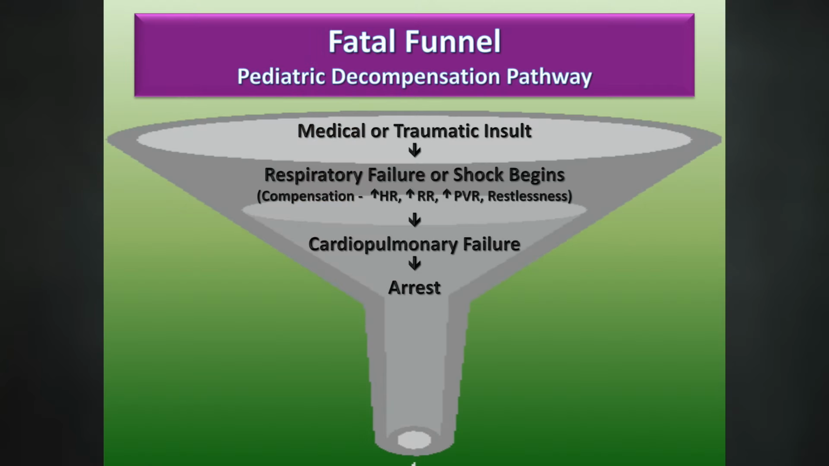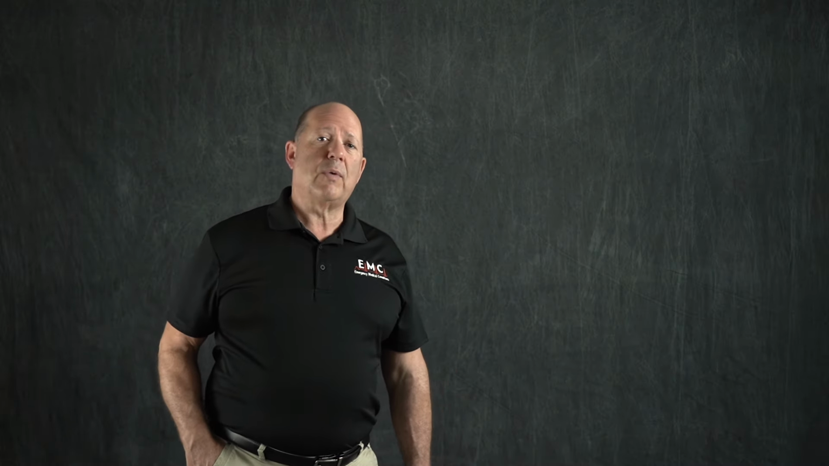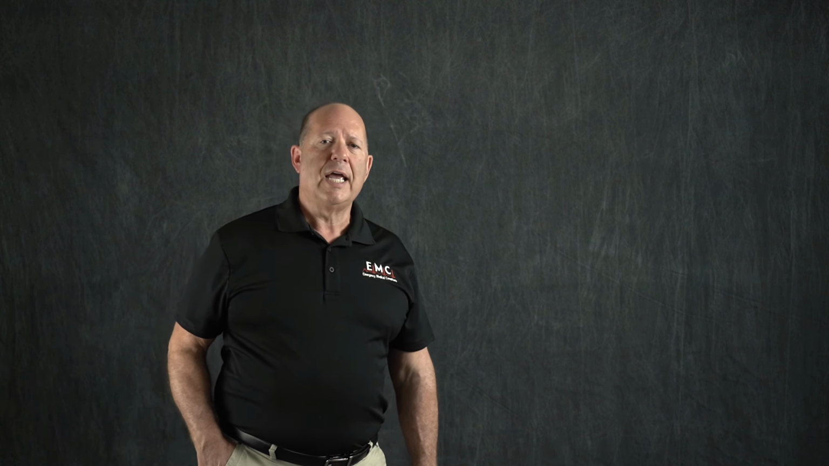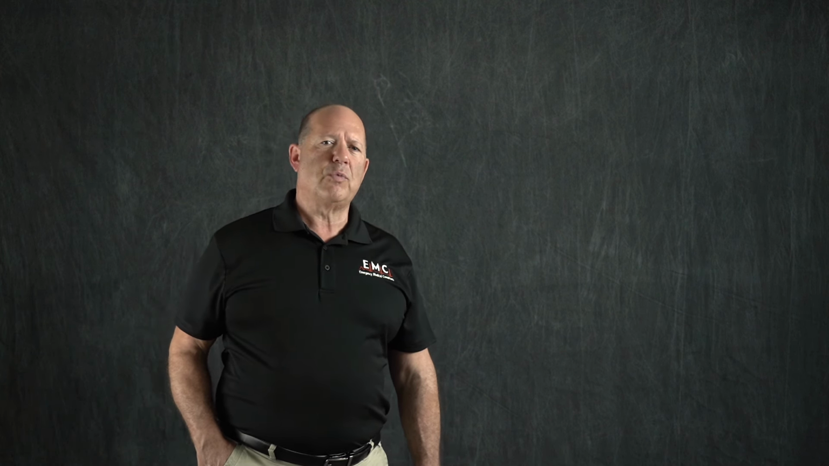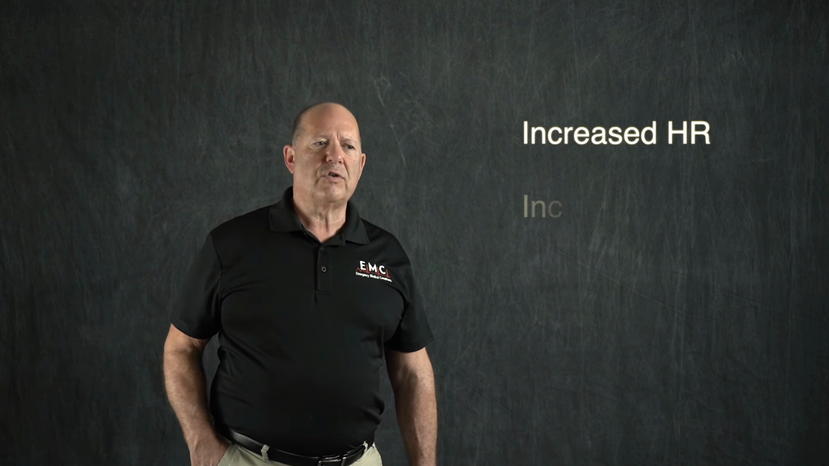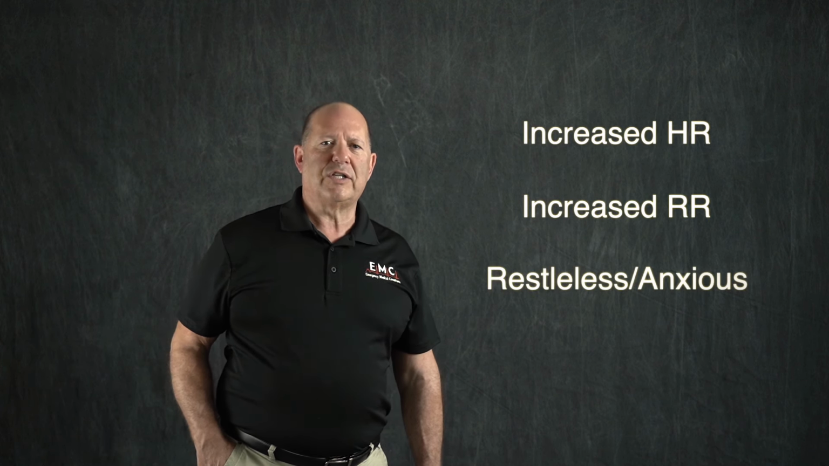So when we look at the concept of the child versus the adult, I like to use what I call the fatal funnel. That is, the initial assessment is the evaluation of the child's illness or injury. What happened to cause this event? Is this medical? Is it trauma, etc.? And then we want to recognize the patient who might be compensating. So as the patient starts to go into respiratory failure or shock, he or she compensates. And by compensation, we see an increase in heart rate, an increase in respiratory rate, a restless, anxious patient.